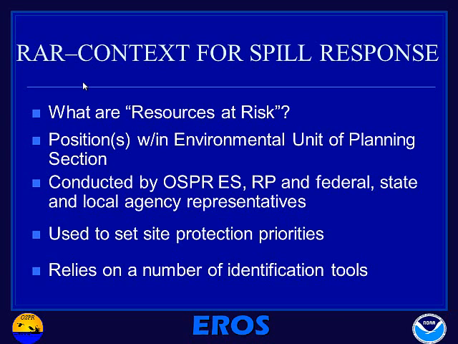My area is pretty big. It's almost all of Northern California. I know a little about a lot of places. Local resources know an awful lot about their spots, so we like to tap into that. And for resources at risk, our main purpose is to set up site protection priorities: what gets boomed first, second, third, fourth, and so on down the line. Again, it relies on a number of identification tools, not just one, and we're going to see why not just one.